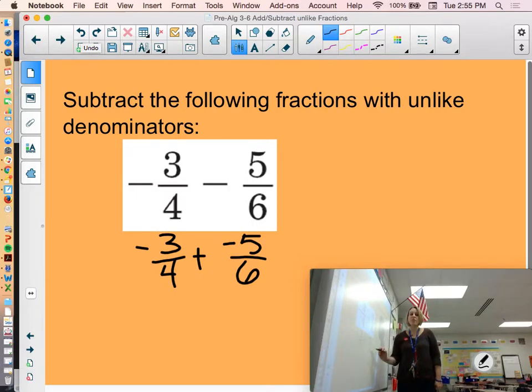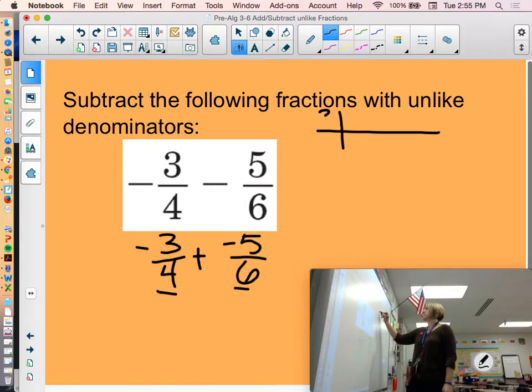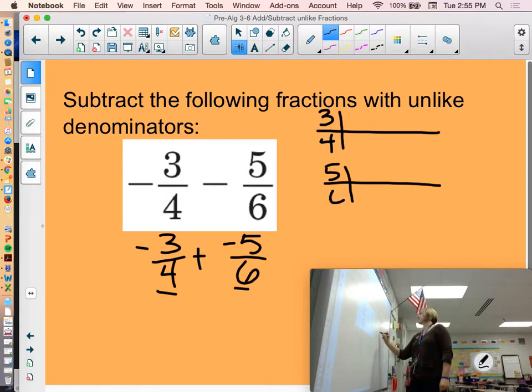I cannot add though until I have a common denominator. Do not start adding these without changing them to a common denominator, or you will be very sad because you will get the wrong answer every time. Okay, so I have 3/4. I need to change it into the same denominator. I know that 4 goes into 12 and so does 6. So I'm going to go right to 12.